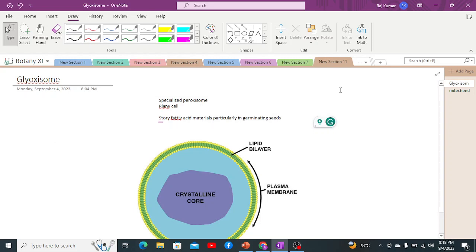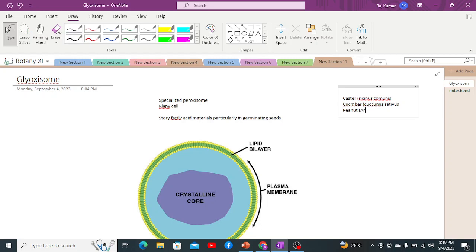So there are several plants. There is castor, its biological name Ricinus communis. After which there is cucumber, that is Cucumis sativus.